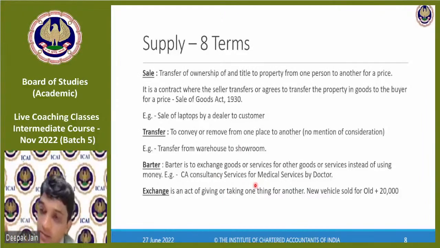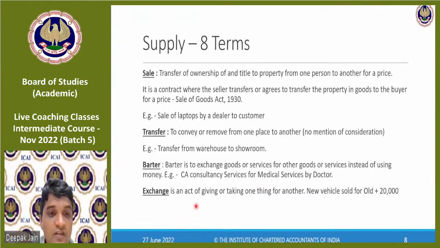So if I provide him consultancy services and he provides me doctor services, both are treated as supply transactions. On my supply, I have to charge GST, and doctor being exempt, he will not charge. But both of them are a supply transaction. Two individual supply transactions are there in a barter transaction.